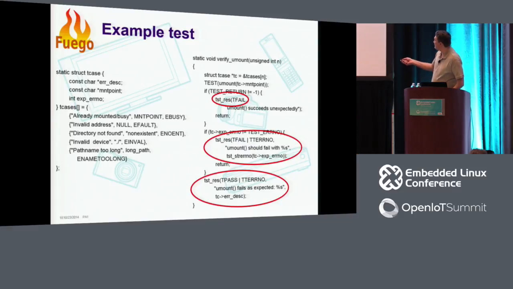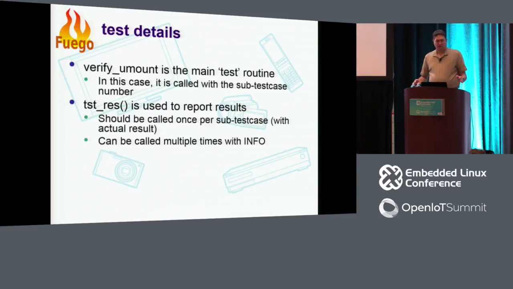If you look at the test itself, the main body of this has a set of test cases. This struct test case is specific to the umount02.c file, but it just has a description of what it's going to test, some extra parameter, and then what errno it's expecting to find. If it finds a particular errno, it returns a TFAIL, and it's using tst_res, that's test result, a library function to get that common output format. If it passes, you print out this material. If it fails, you print out some additional material. Verify umount is the main test routine, called with the subtest case number, and tst_res is used to report results.